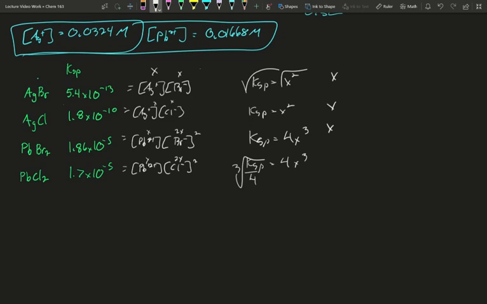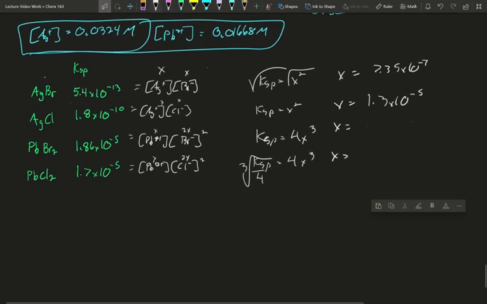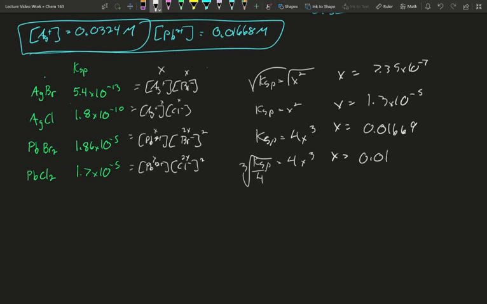So what is x for each of these salts? How concentrated should our silver or our lead be? Well, if we run that for silver bromide, we'll get 7.35 times 10 to the minus 7. If we do it for silver chloride, 1.3 times 10 to the minus 5. For our lead bromide, we will get 0.01669, and for our lead chloride, we will get 0.0162.